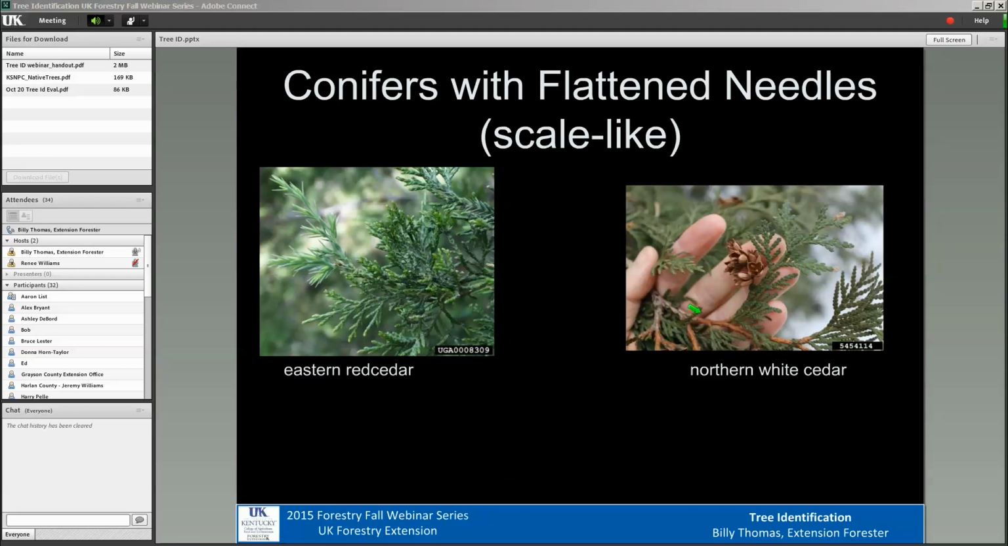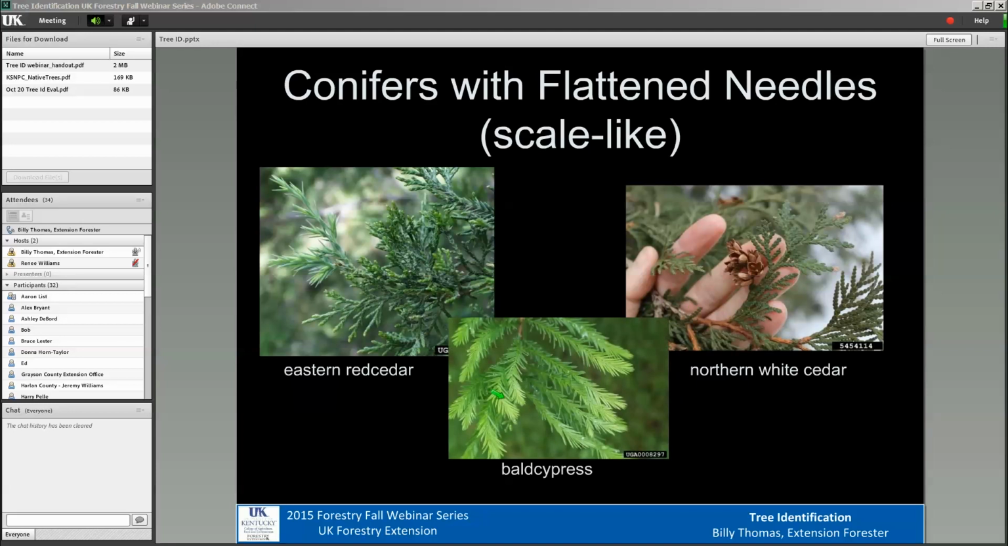And then another one, these are flattened, and they're really a needle, but I put them in here because I thought they were most similar to these other species. This is the bald cypress. Again, a very fine, feathery branch tree. And one unique thing about the bald cypress is it will drop all of its needles in the winter. So unlike our other conifers that we're going to talk about, which maintain their needles throughout the year, the bald cypress will actually drop them all. So that's another little characteristic that we can use to identify one tree from another.